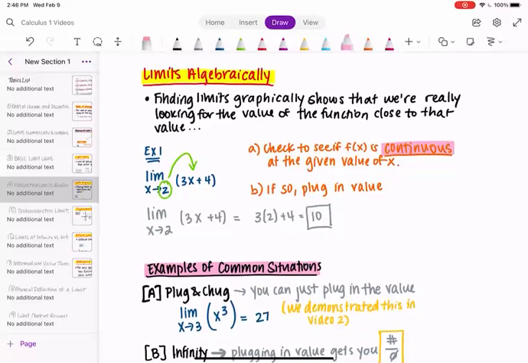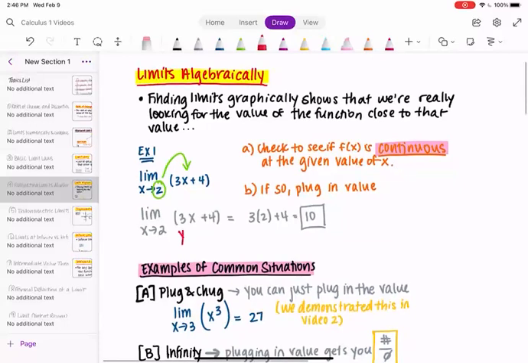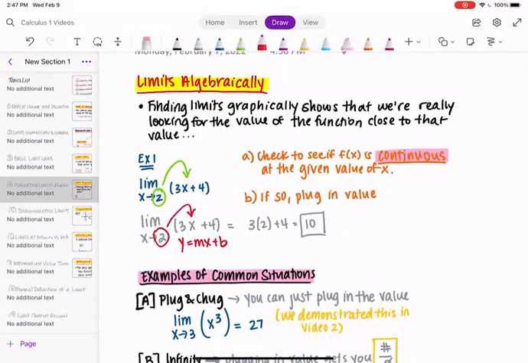So the example that I have right here is a linear function, essentially y equals mx plus b. At no point is any y equals mx plus b function not continuous. So for that reason, we are able to plug in 2 for x, and we get 3 times 2 is 6, plus 4 is 10. So that's what we mean by algebraically.